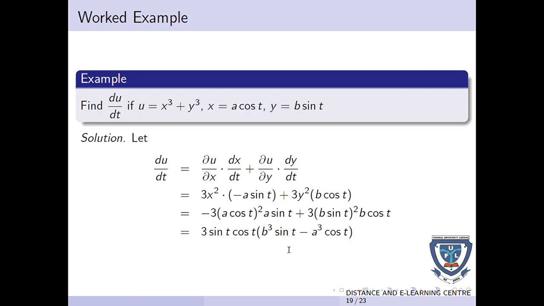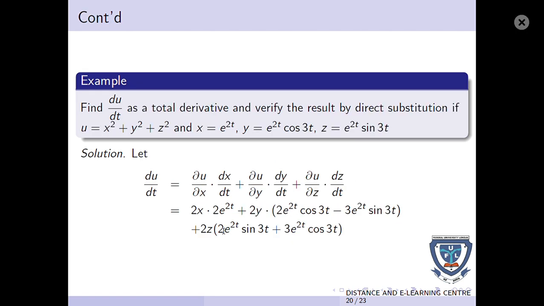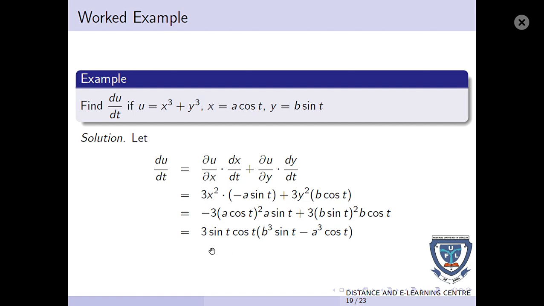Now, find the total derivative du dt if u is equal to x raised to power 3 plus y raised to power 3 and x is a cos t, y is b sin t. Solution. Let du dt be equal to partial u partial x times dx dt plus partial u partial y times dy dt. Now, when you do that properly and you simplify, you're going to get 3 sin t cos t times (b squared sin t minus a cubed cos t).